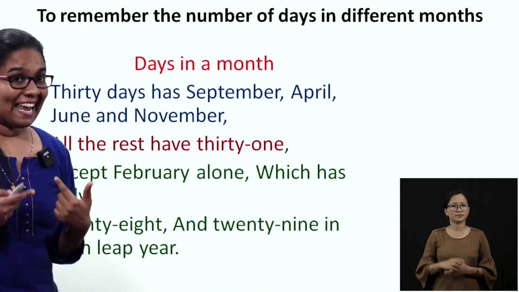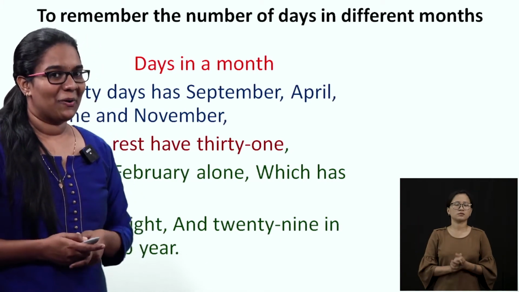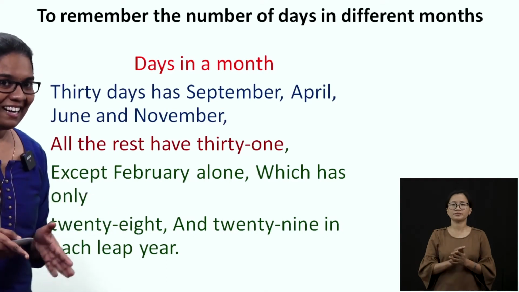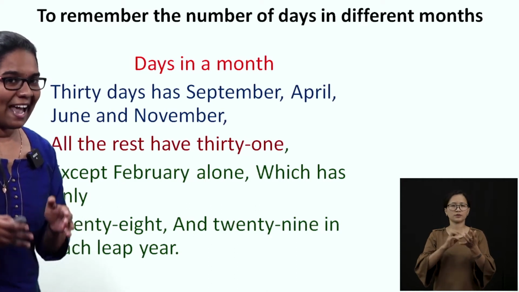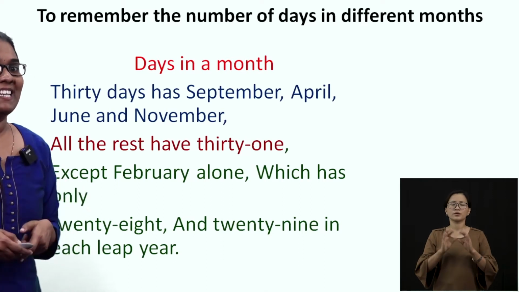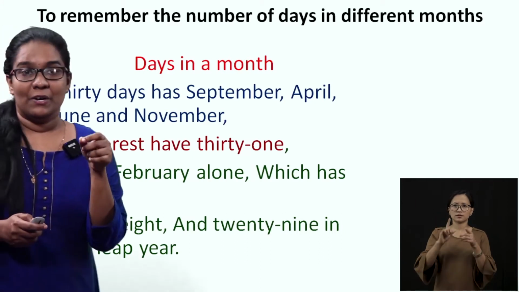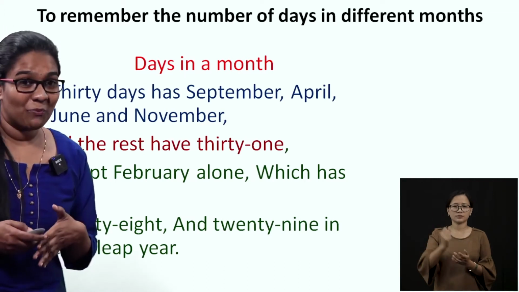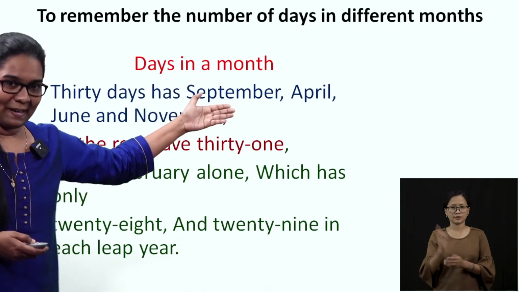To remember the days in different months, we have one rhyme. Days in a month. 30 days has September, April, June and November. All the rest have 31 except February alone, which has only 28 and 29 in each leap year. This is a rhyme. Try to learn it by heart, then it's very easy to remember the number of days in different months.